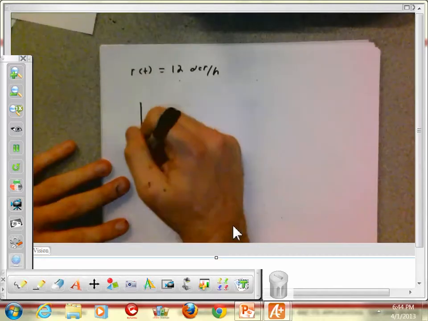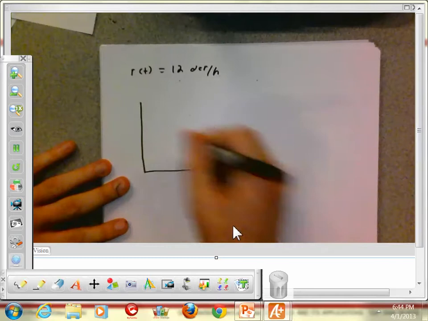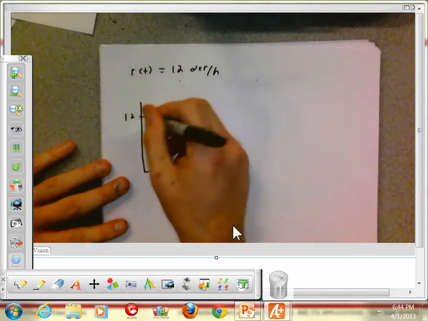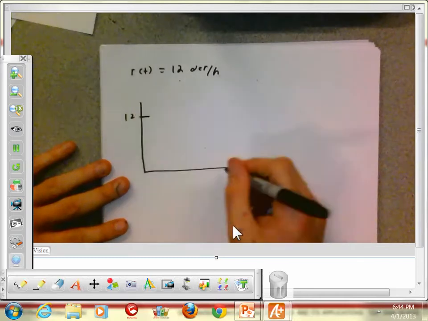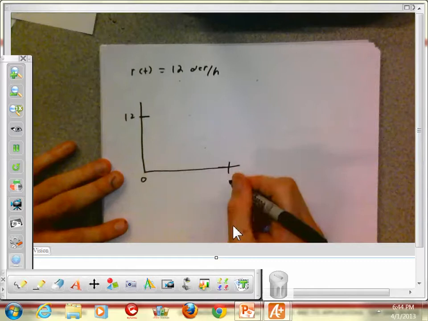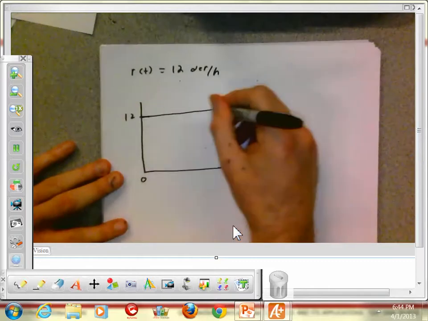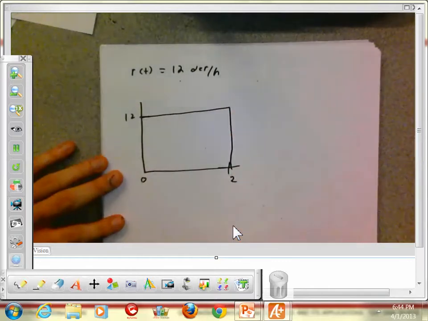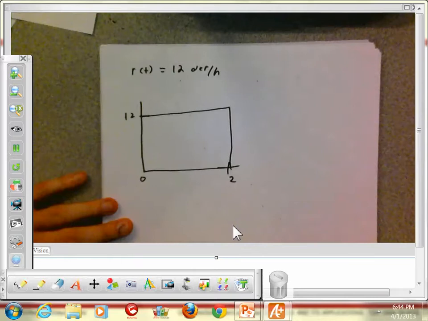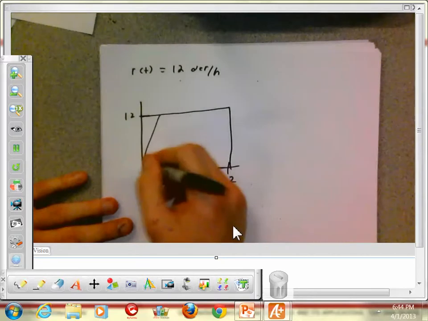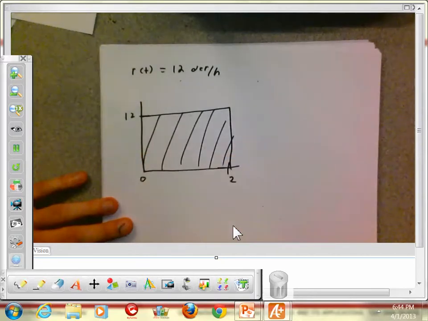All right? So here's 12, and the function R of t is equal to 12, and I'm going from, say, 0 to 2 hours. Okay? So I have this rectangle over here. What is the area under this rectangle? 24. Well, it's going to be 24 what? Degrees, right? It's going to be 24 degrees.